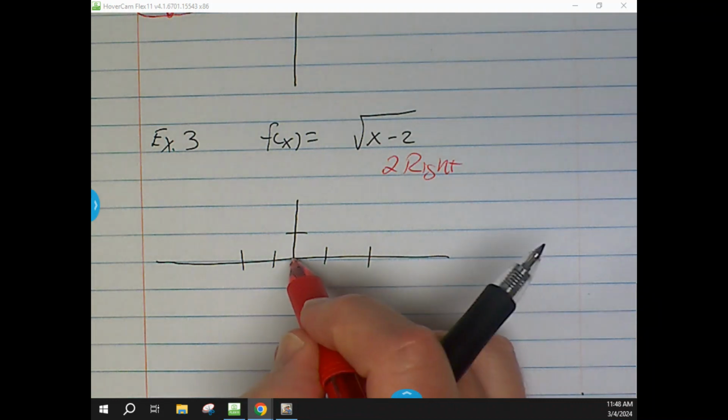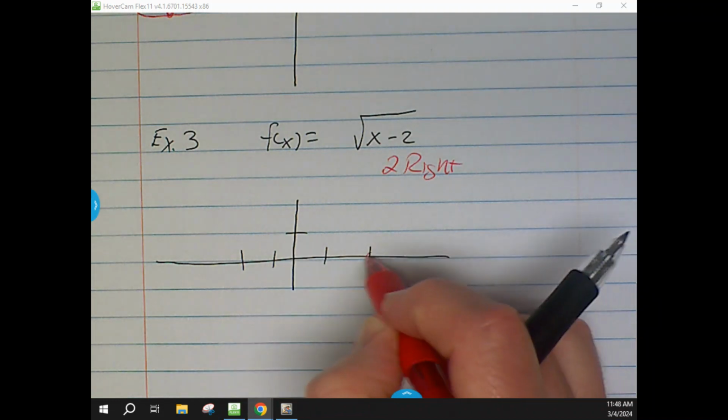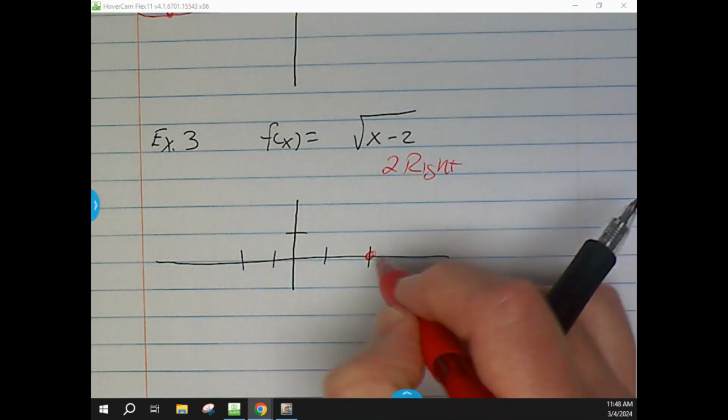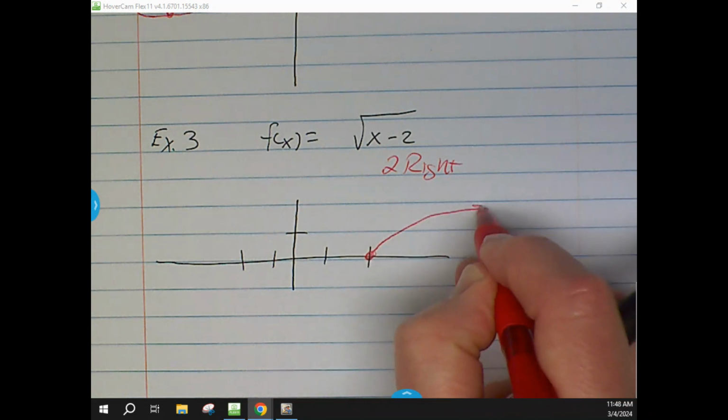Okay, so again, instead of going to 0, 0, just go 2 spaces to the right side. And then just give it a quick sketch so it looks something like that.